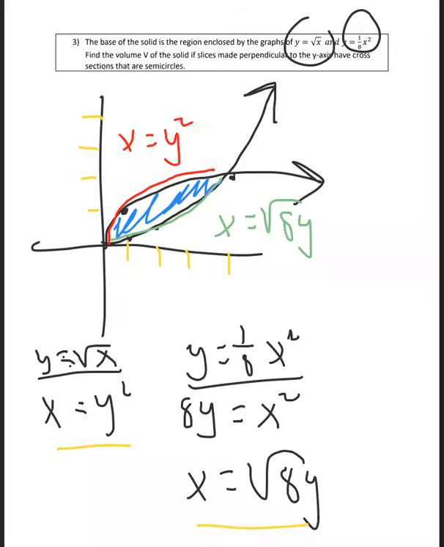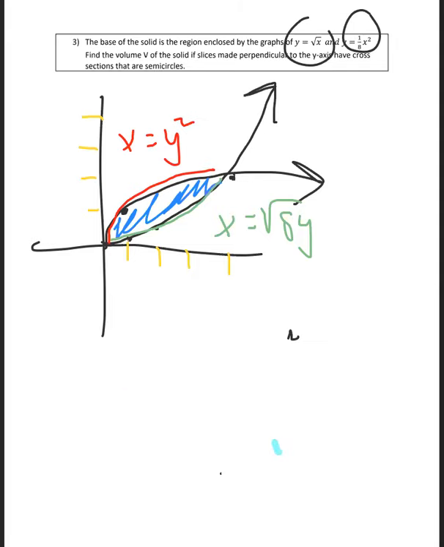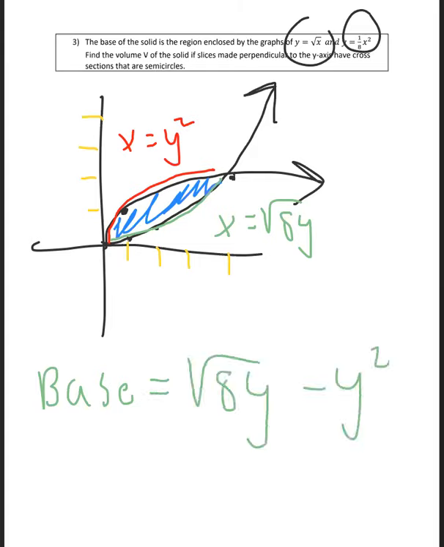So now let's set up the base, and I'll do the area. I'm not going to do the integral, but I'll do the area because it requires more thought. So yeah, let me erase this and I'll set up the base. So your base, that's the first thing you do. Your base is just right minus left. So radical 8y minus y squared. Easy enough.